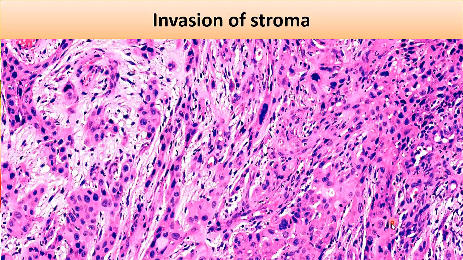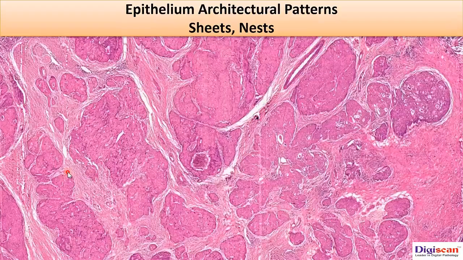What is invasion of the stroma? When the epithelial cells go beyond the confines of the basement membrane and they invade the underlying connective tissue, then it is called invasion of the stroma. Here we can see the nest of the cells are lying in the connective tissue. So this is invasion. Then this arrangement of the epithelium you have heard before in another lecture.